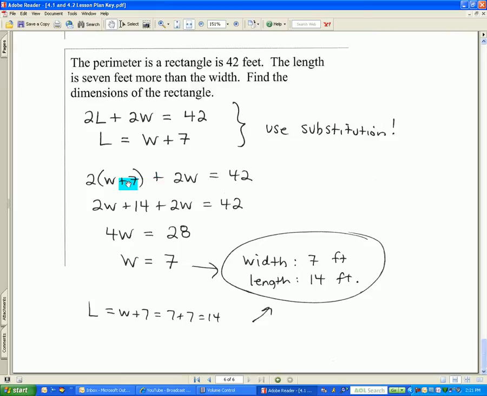safety nets. So I have 2 times what used to be L, which is now W plus 7, plus 2W equals 42. 2W plus 14 plus 2W is 42. 4W equals 28. W is 7. The width is 7, and to get the length, I plug back in. 7 plus 7 is 14. And it's again a good idea to always use the correct dimension. So the correct answer, the width would be equal to 7 feet, and the length would be 14 feet. And we're done with sections 4.1 and 4.2.